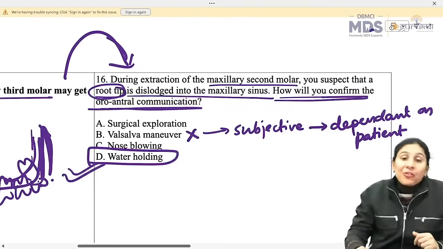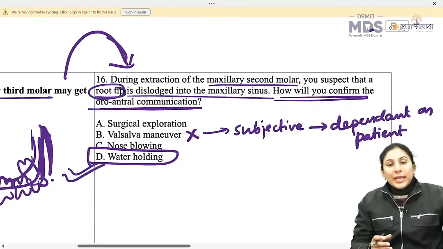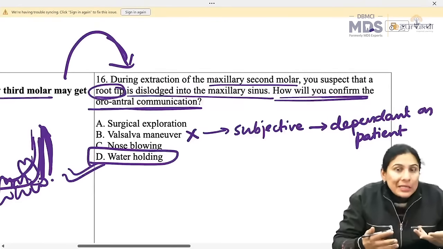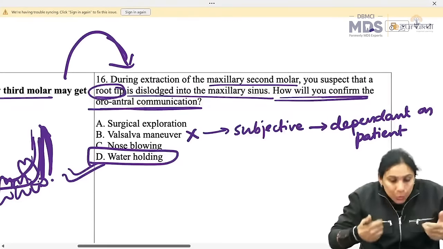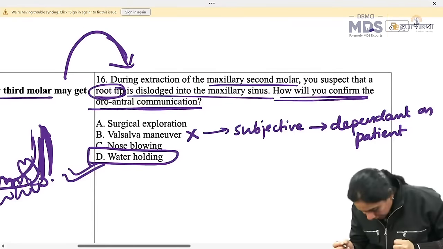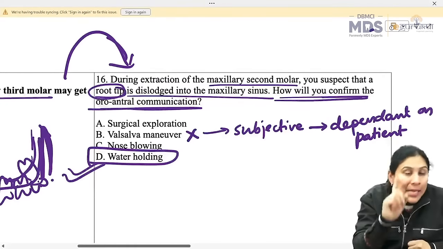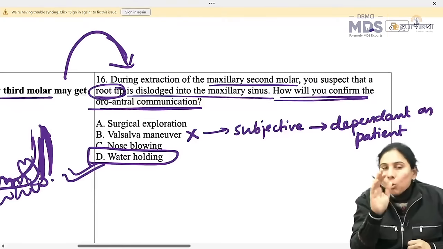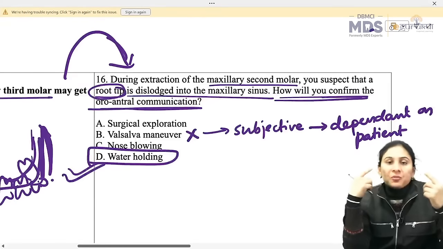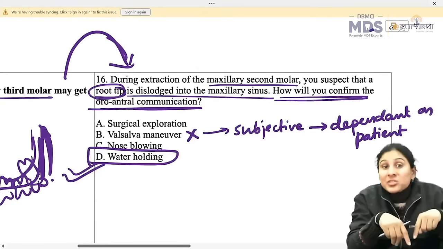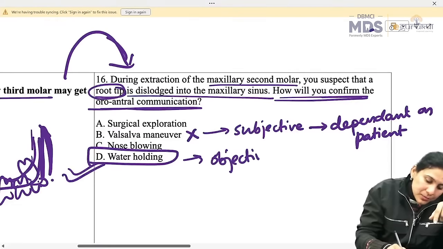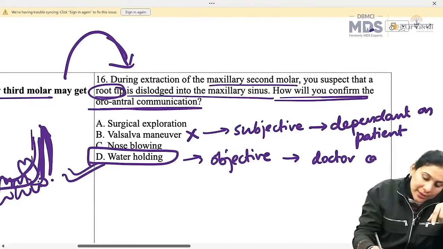Whereas, if I ask the patient to take some water, you can all try this at home. If you take some water and tilt your head down, you will feel that the water can go out into the nose if you tilt it excessively. But in a simple water holding, if you put some water in your mouth and tilt your head, the water will not come out of your nose unless there is an oroantral communication. If there is an oroantral communication, the water will go from the mouth to the antrum, which is the maxillary sinus, and from the maxillary sinus into the middle meatus of the nose, where the maxillary sinus drains. So water holding is an objective test. The doctor can see.